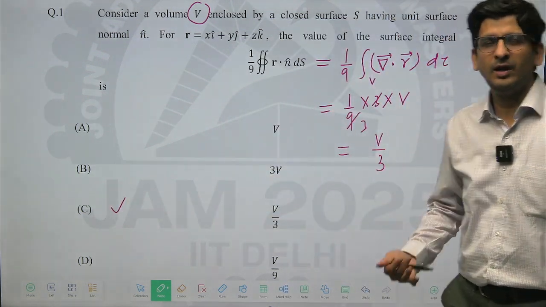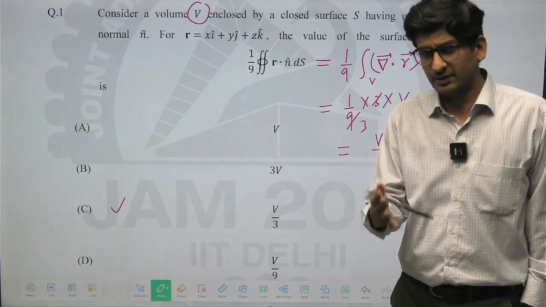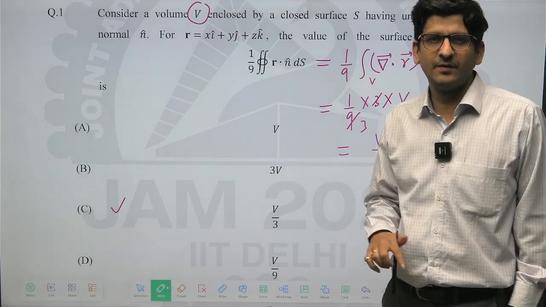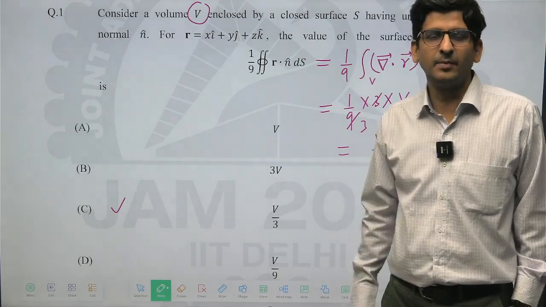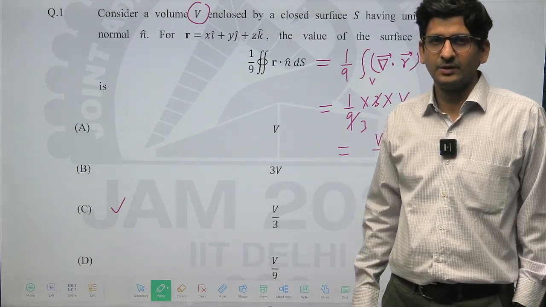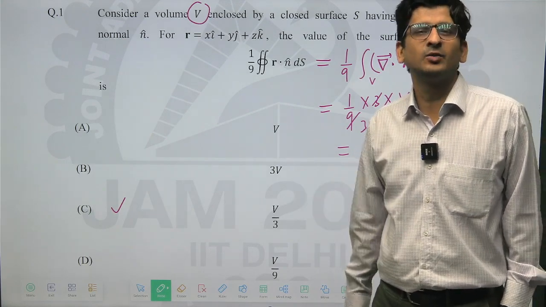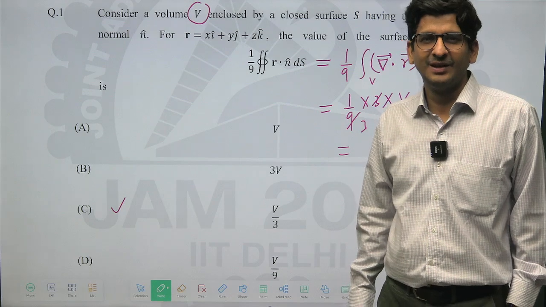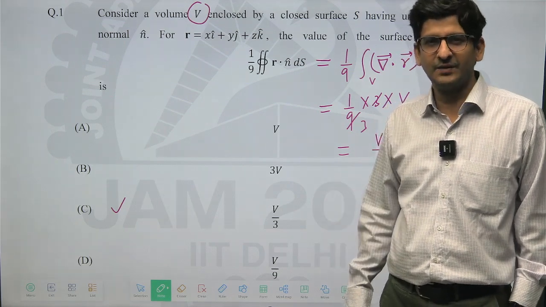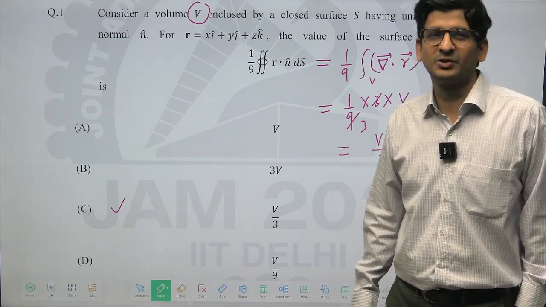So I have already told in class that either Stokes theorem or Gauss divergence theorem are very important topics for JAM. So for the students who will be appearing in 2026, note it down. You have to practice questions on Gauss divergence theorem and Stokes theorem.